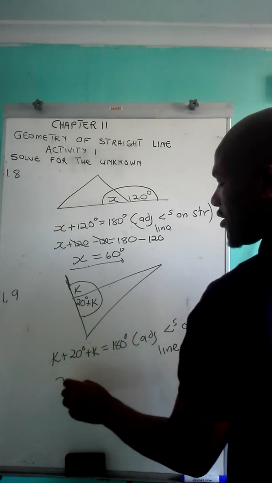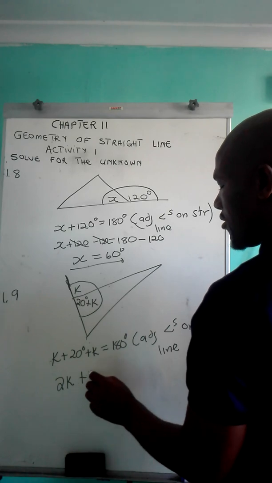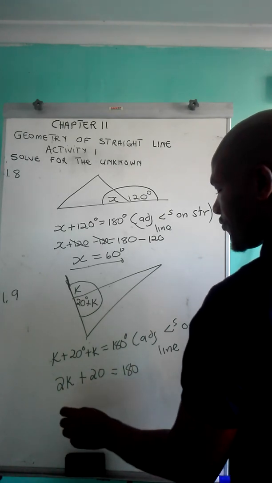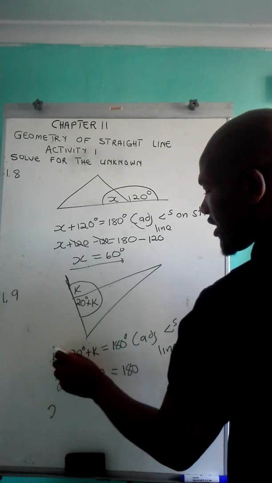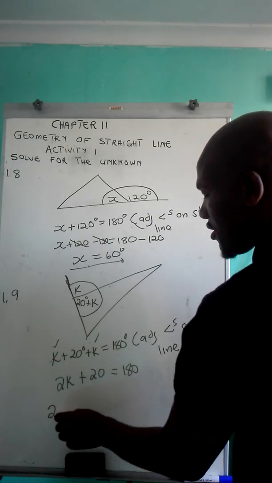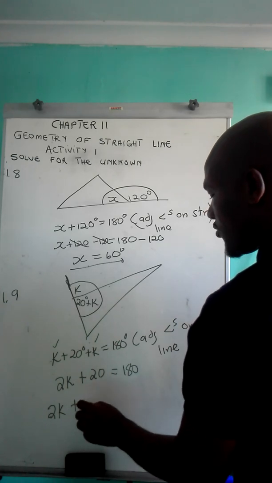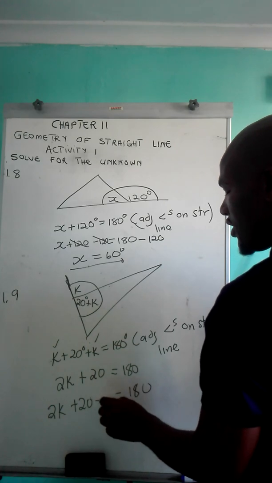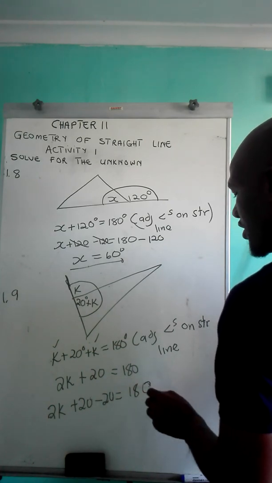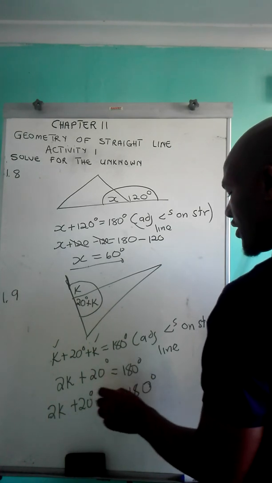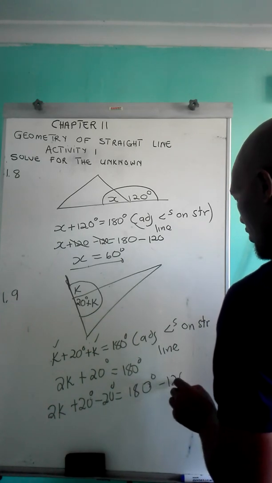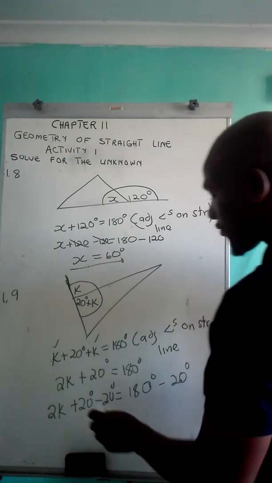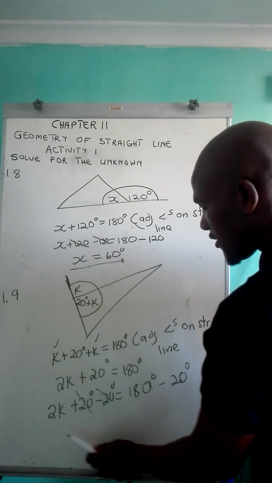k plus k, it's 2k plus 20 equals 180. Add like terms, k plus k is 2k. 2k plus 20 equals 180. I don't want this 20, I must minus 20. What you do on the left hand side, you also do on the right hand side. Minus 20. Okay, this 20 and this 20, they cancel.